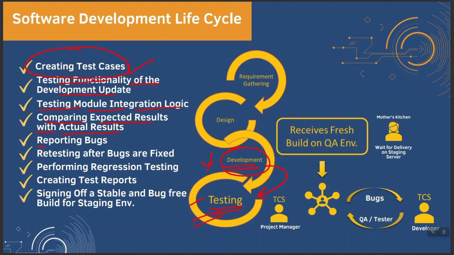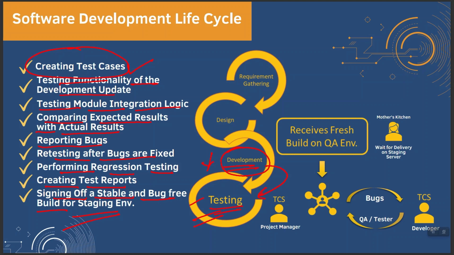If there are any bugs that we find while testing, we are going to report them in the same stage. The fixing of the bugs and the retesting will happen in the same stage only. Performance, regression testing, and all types of testing, all rigorous testing will happen in the testing phase only. The creation of test reports will also be a part of this stage, and the signing off of a stable and bug free build for the staging server will be the end of this stage.